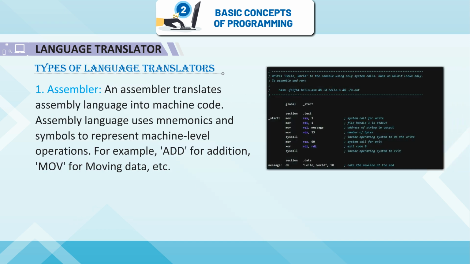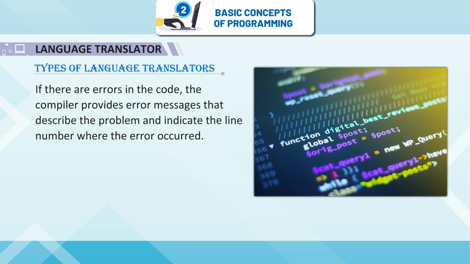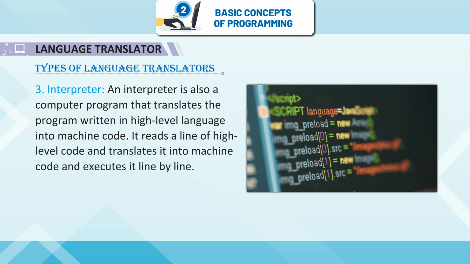Assembler. An assembler translates assembly language into machine code. Assembly language uses mnemonics and symbols to represent machine-level operations. For example, ADD for addition, MOV for moving data, etc. Compiler. Compiler is a program that translates programs written in a high-level language into machine code. It takes the entire program written in high-level language and converts it into machine code at once. If there are errors in the code, the compiler provides error messages that describe the problem and indicate the line number where the error occurred.